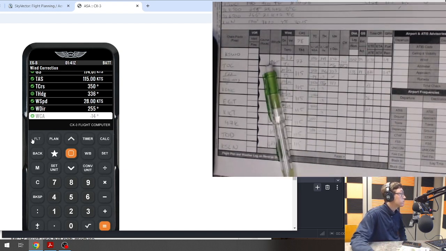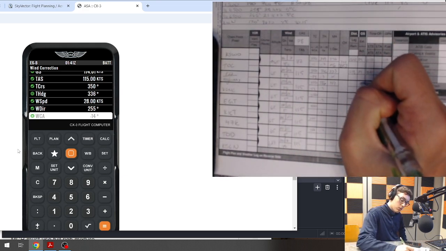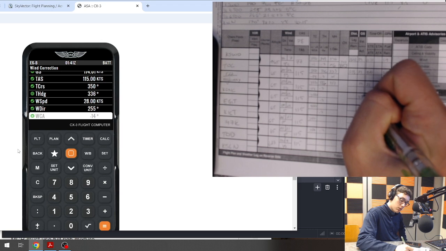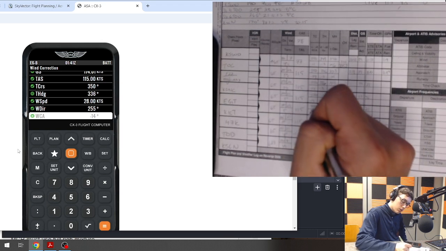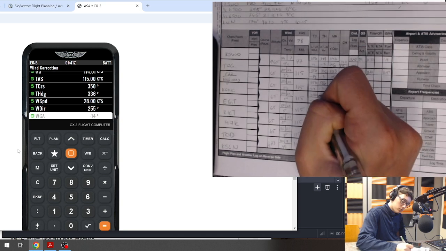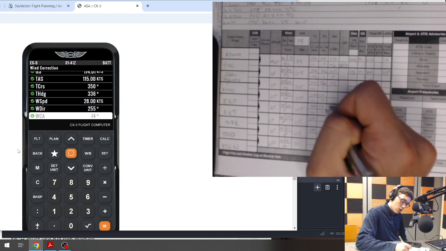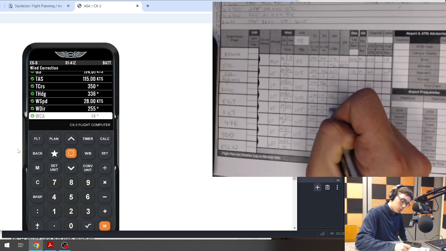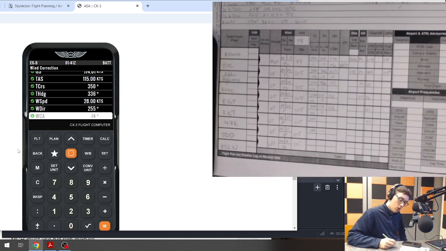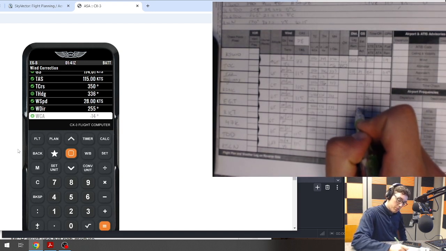Moving over, 114 is the ground speed. It's going to be the same thing over here again. Same thing over here. Minus 3, which would be a 333 magnetic heading. Same thing with our ground speed.